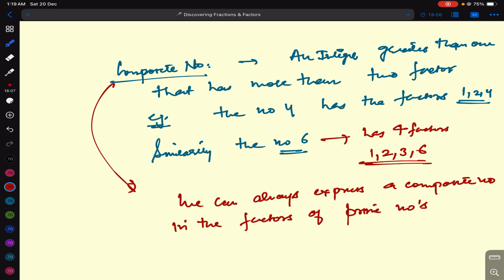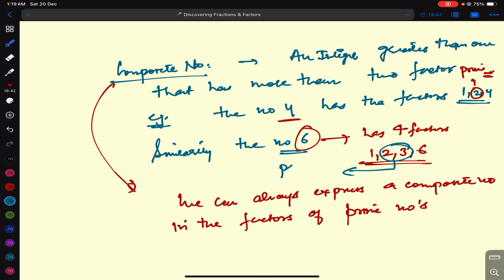As you can see above, when we talked about 4, 1 and 2 were factors. Sorry, 1 is not a prime number, only 2 is a prime number here. So when we talk about 4, 2 was a prime number. So we can say that the composite number factors can also be prime numbers, as we have just seen in the example of 4. Similarly for 6, 2 and 3 are the prime numbers, which are the factors for the 6, right?